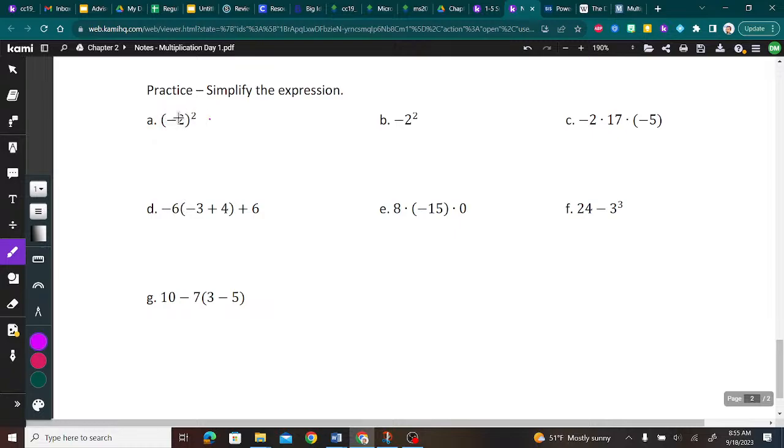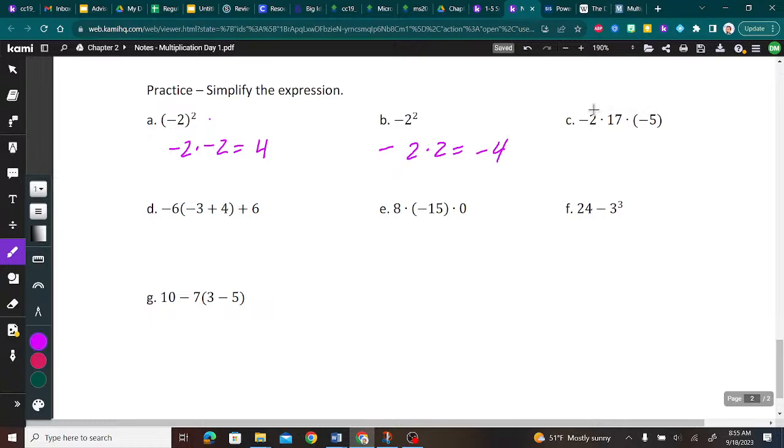Welcome back. Negative 2 squared is negative 2 times negative 2, which means same signs, so it's positive, and 2 times 2 is 4. This one, on the other hand, is the opposite of 2 squared. So it's the opposite of 2 times 2. And if 2 times 2 is 4, this is negative 4.